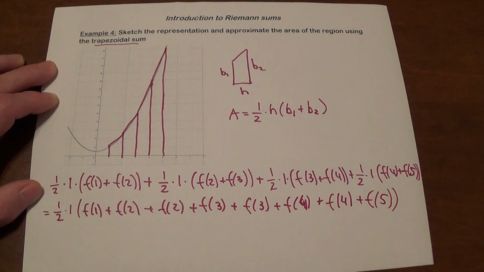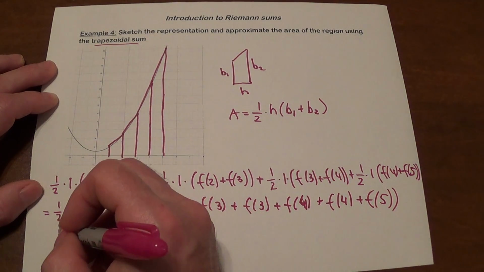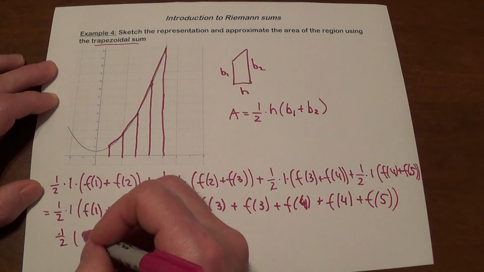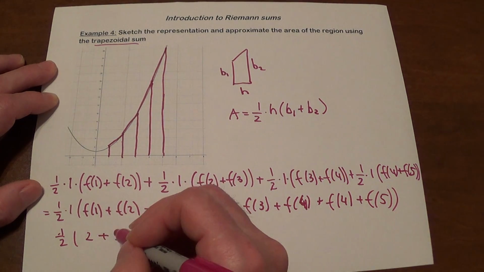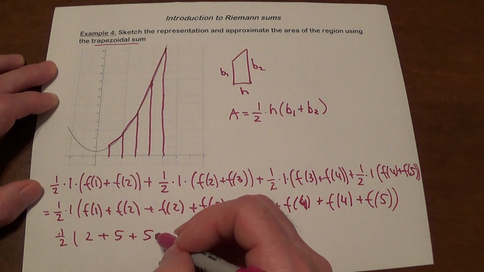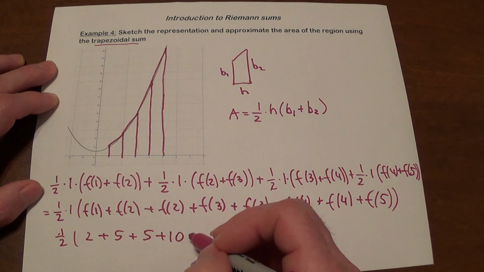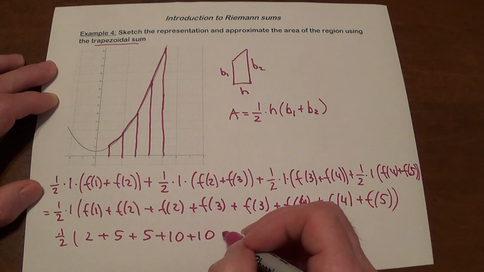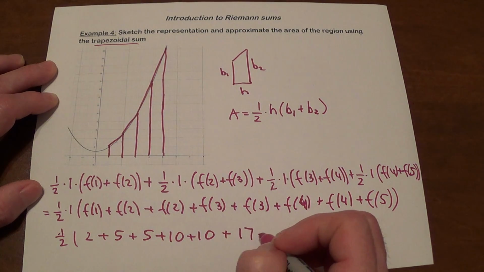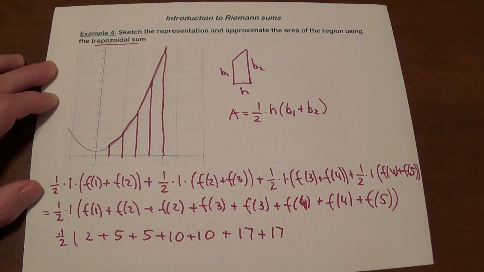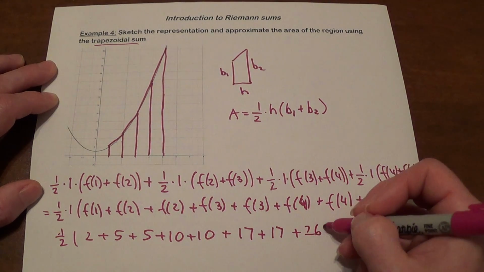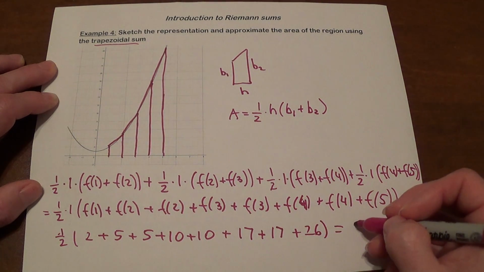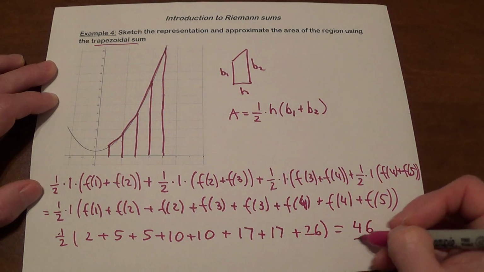Right? So what is all this going to be? It's 1/2 times f of 1 is 2, f of 2 is 5, f of 2 is 5 again, f of 3 is 10, f of 3 is 10 again, plus f of 4 is 17, plus also 17, and plus f of 5 is 26, and all this is going to end up giving you 46.